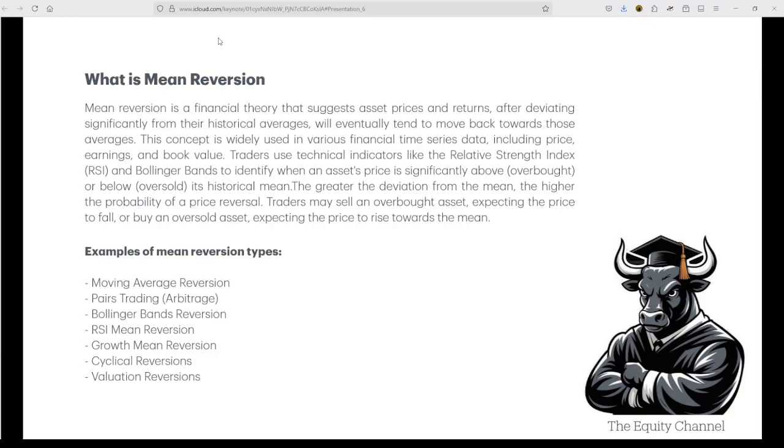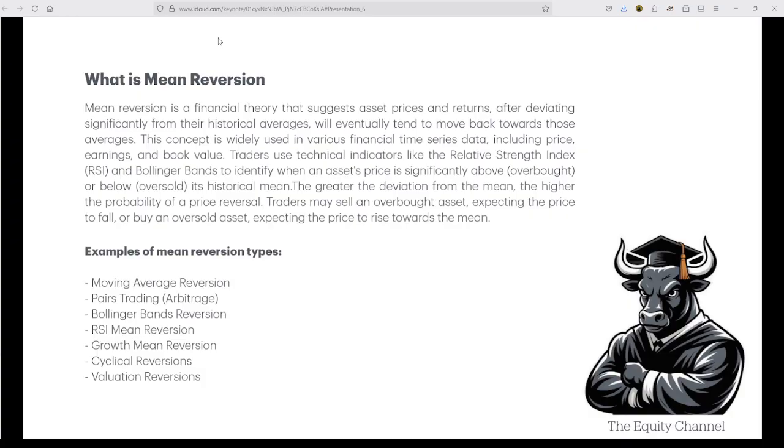Some examples: moving average reversion. A guy that we talk about pretty often by the name of Oliver Velez, he'd say, well, that 20 MA, the 20-day moving average, can deviate pretty far away from the 200-day moving average, but eventually it always seems to return.